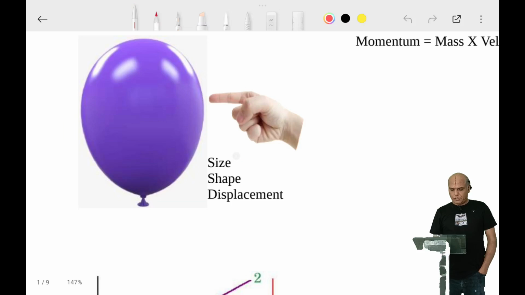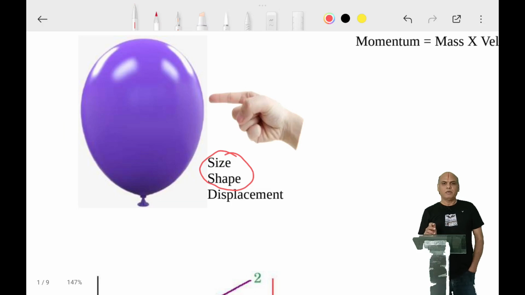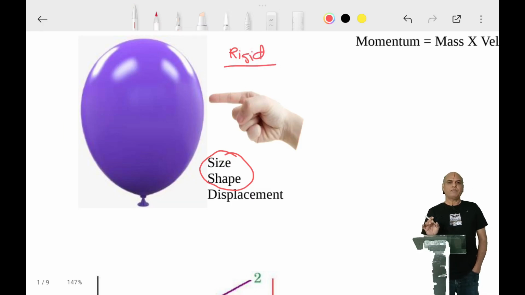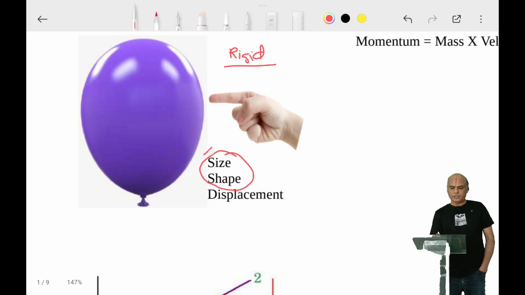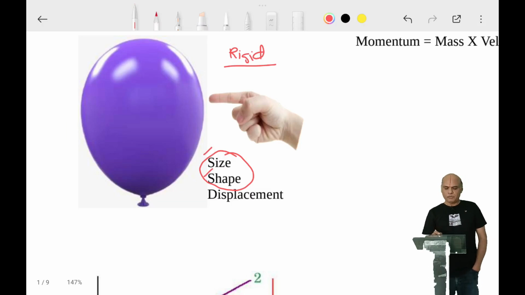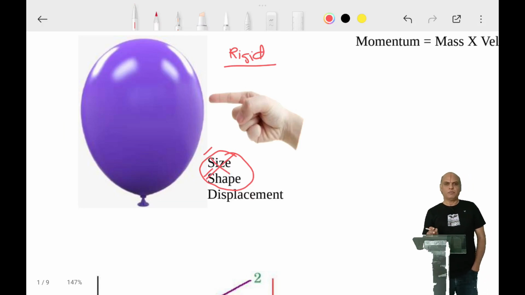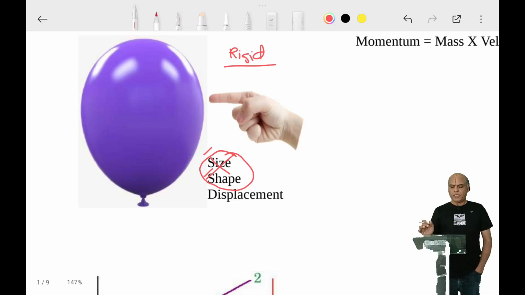So the first two effects, size and shape, let us ignore. For the sake of study in physics, when we are studying basics, we consider all objects to be perfectly rigid. So therefore, any external force cannot change its size or shape. That is our assumption. So we can ignore the change in size or change in shape of the balloon. So we will assume that our entire external force is spent on causing displacement.